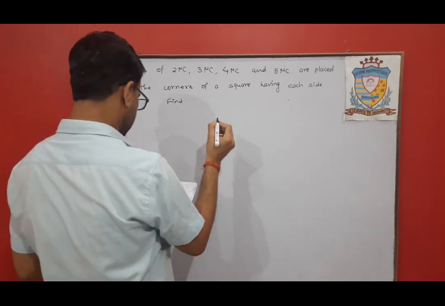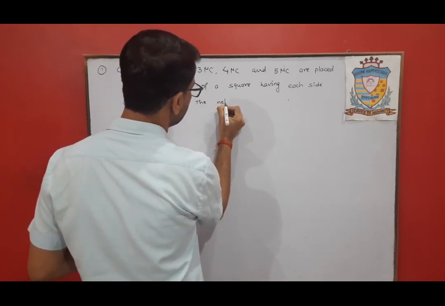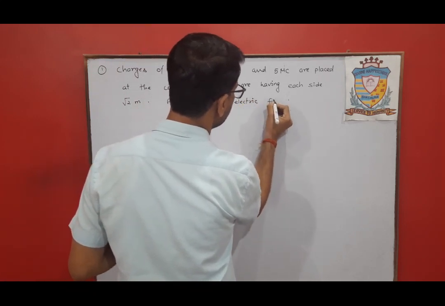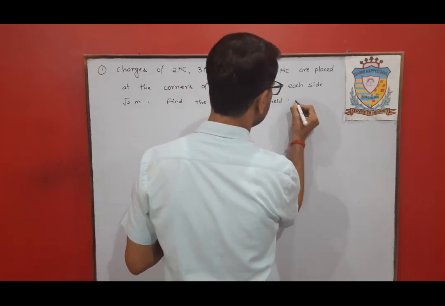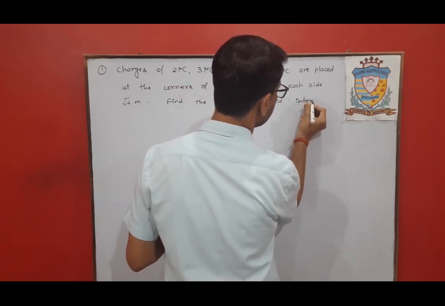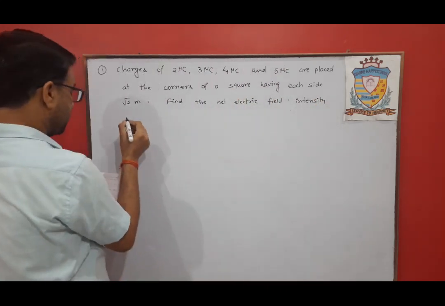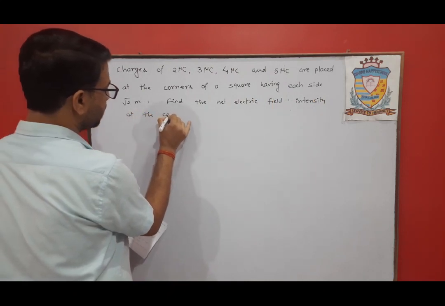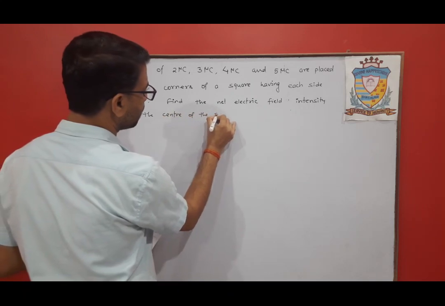Find the net electric field intensity at the center of the square.